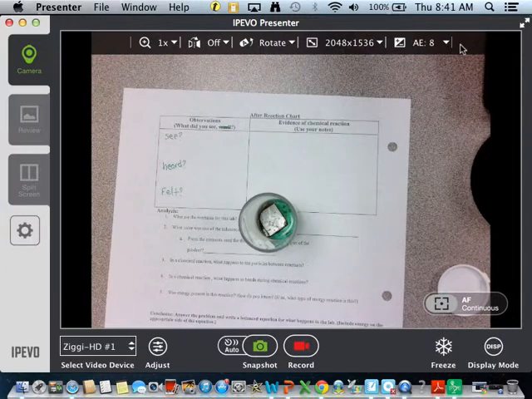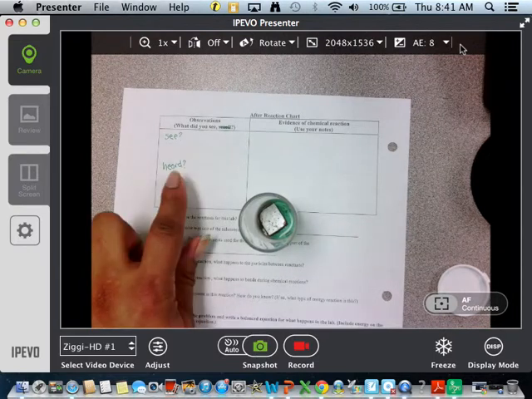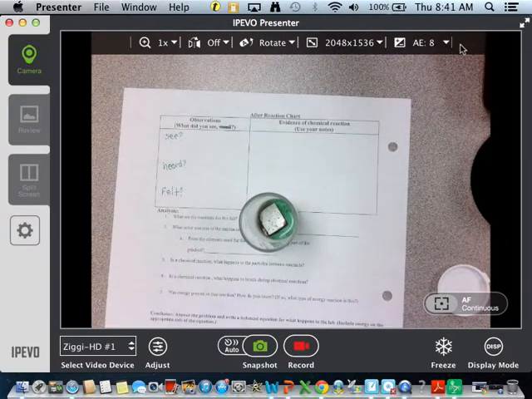Is it cold or hot? It's gotten hot. If you're watching this video, you should write down that it feels hot. It is bubbling and sizzling. You should write down that's right here. It is turning a reddish bronze color. So you should write down that's what you see. It's changing color.